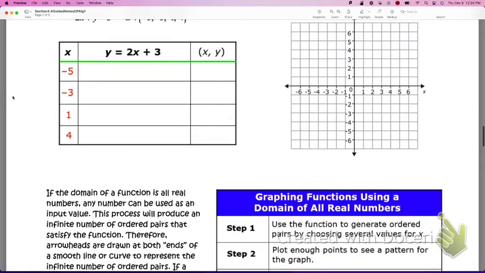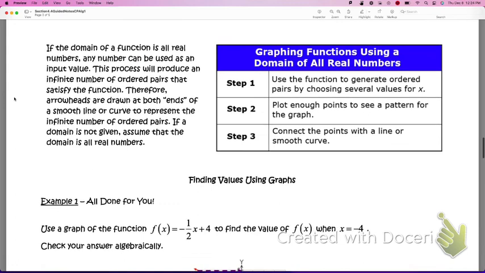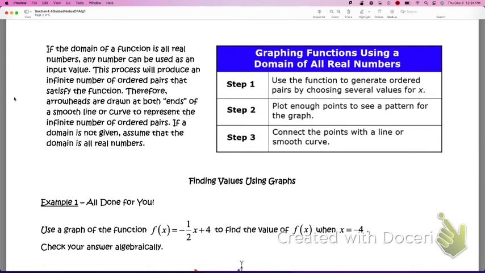Okay, so now let's talk about graphing functions using a domain of all real numbers. If the domain of a function is all real numbers, any number can be used as an input value. This process will produce an infinite number of ordered pairs that satisfy the function. Therefore, arrowheads are drawn at both ends of a smooth line or curve to represent the infinite number of ordered pairs. If a domain is not given to you, you must assume, I would underline that, highlight that, whatever. So if a domain is not given, assume the domain is all real numbers.